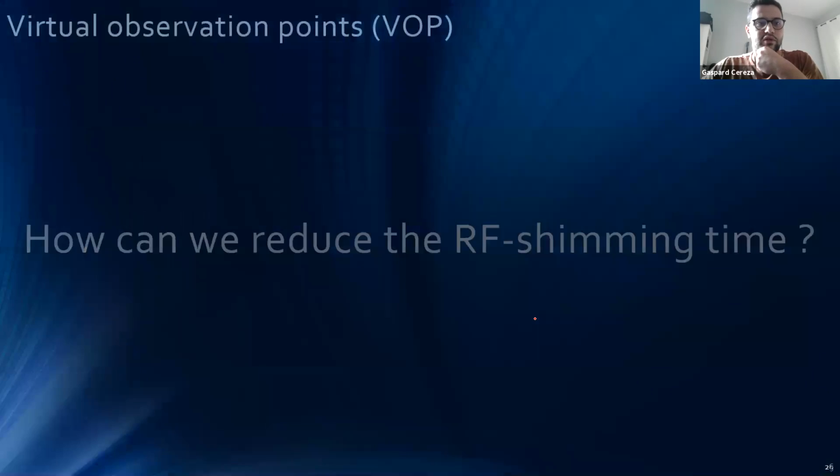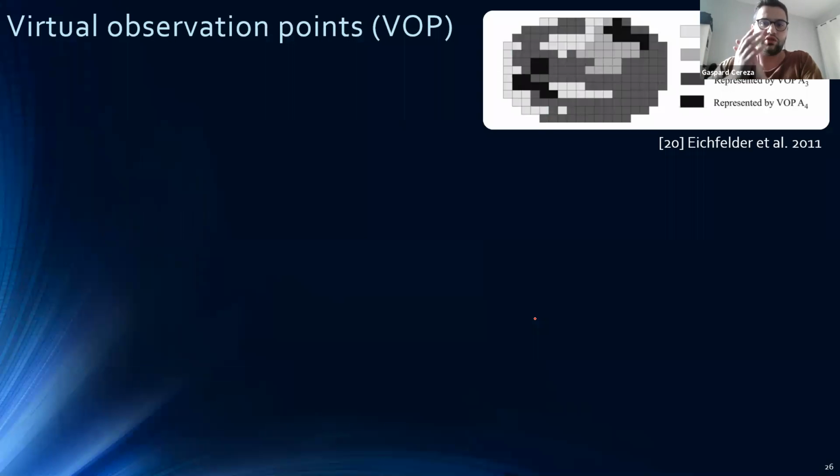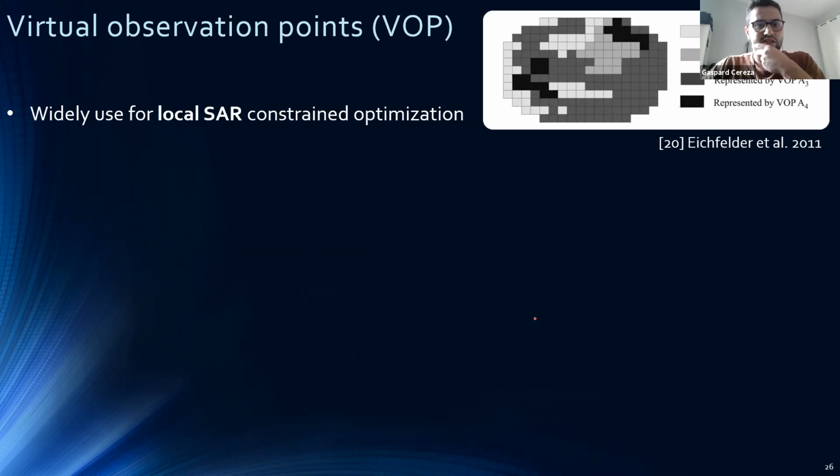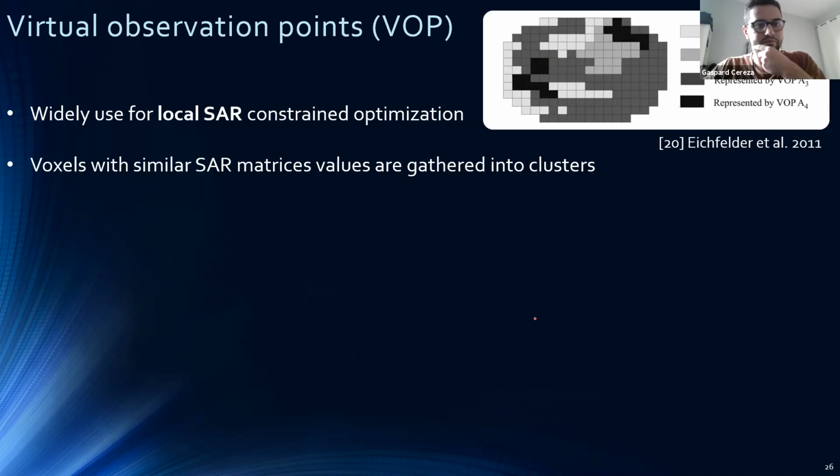So the first one is the use of virtual observation points. It has become very widely used. I think every study that I saw that was performing PTX optimization was using VOPs. So it's used for the local SAR constraint optimization. So as we saw, the local hotspots may be taken into account during the optimization.